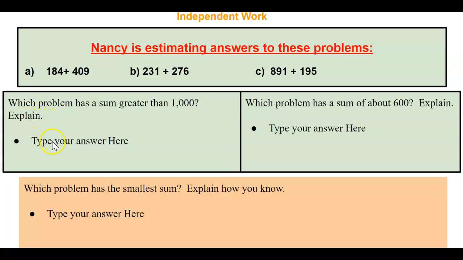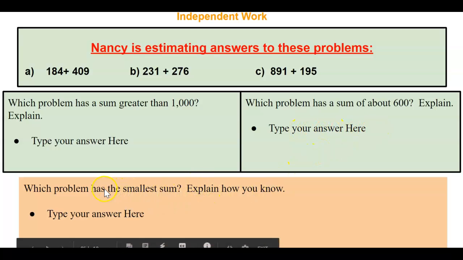So I want you to type your answers. You're going to do it on the slide. Type your answer right here. Indicate whether it's A, B, or C, and then explain why your answer is what it is. And the other one over here says, which problem has a sum of about 600? Remember, the sum is the answer to an addition problem. So you determine based off of estimating which one of these has a sum that is about 600. You type your answer in here, A, B, or C, and you explain by typing it in here, okay?